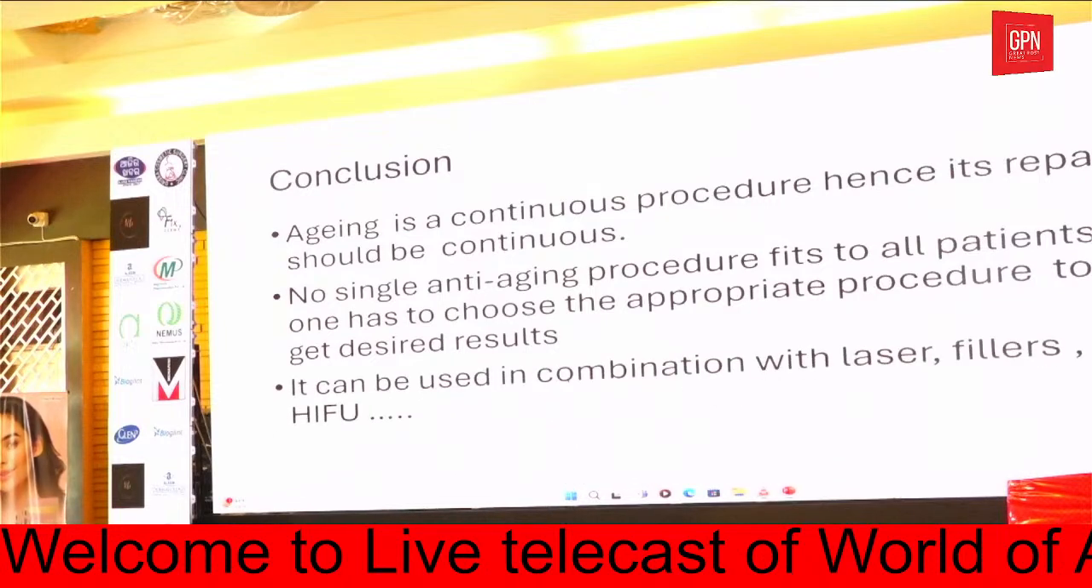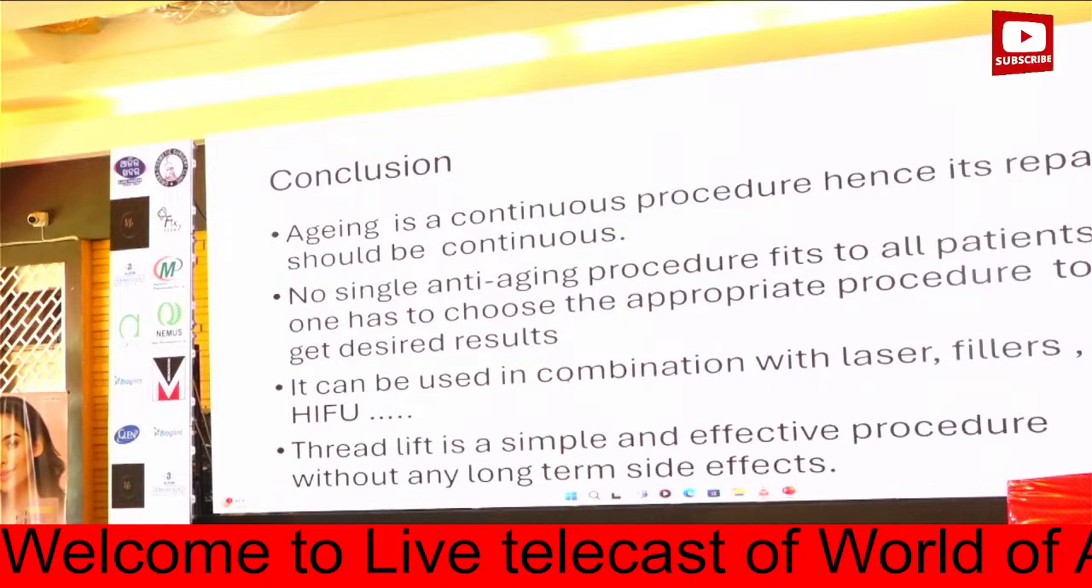It can be used in combination with lasers, fillers, or HIFU or Botox. A thread lift is a simple and effective procedure without any long-term side effect.